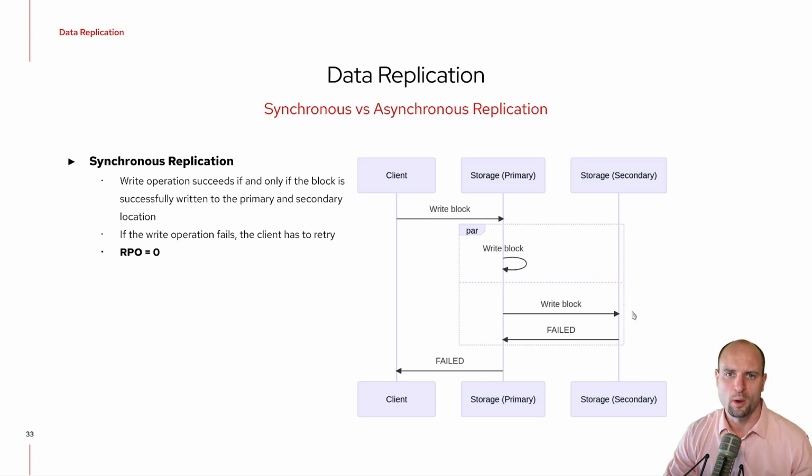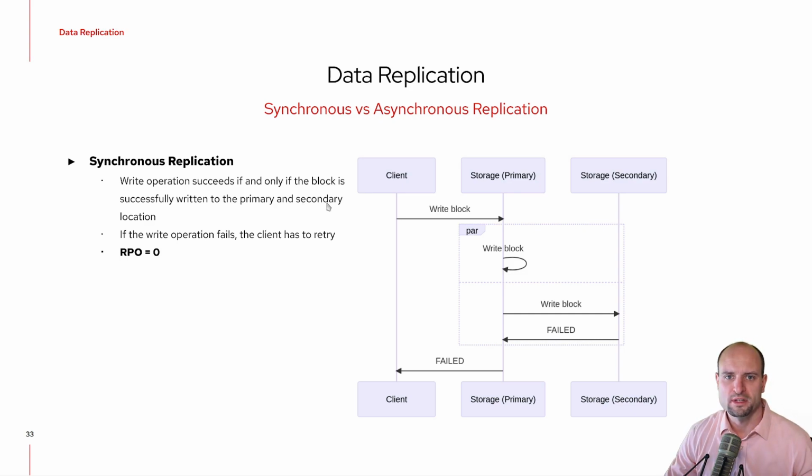The result of the whole operation depends on the results of both write operations. If, for example, the write to the secondary replica fails, then the whole operation failed. In this case, the client will need to retry the write operation. With the synchronous replication, the write operation succeeds if, and only if, the block is successfully written to both the primary and the secondary region.